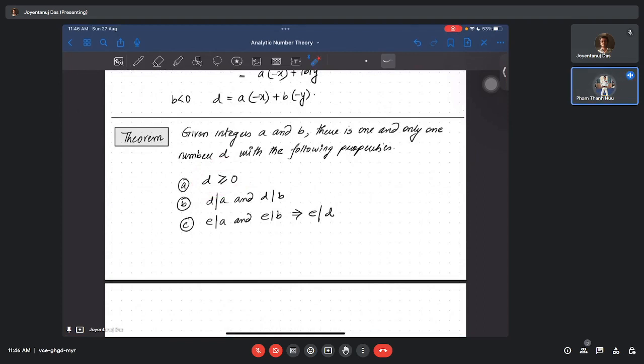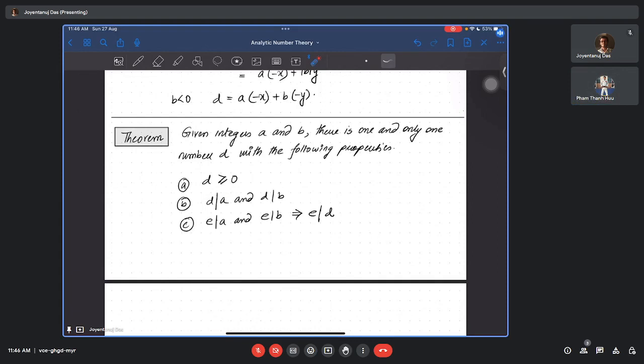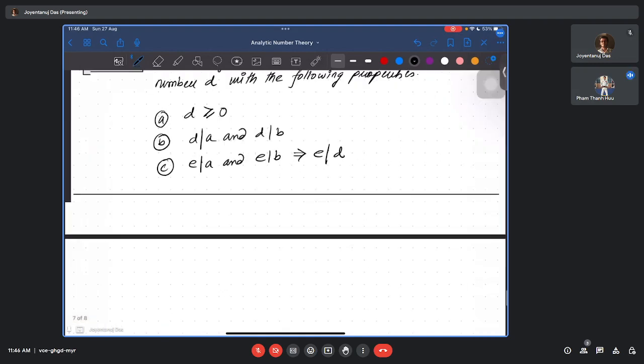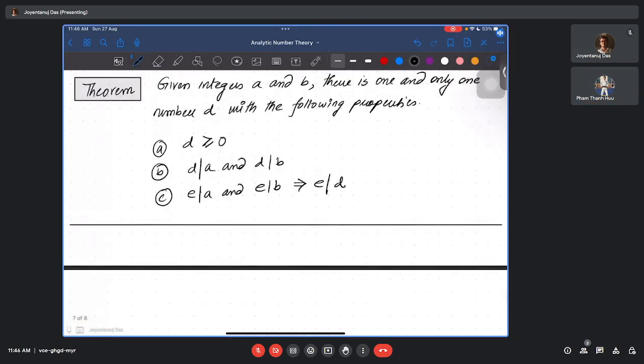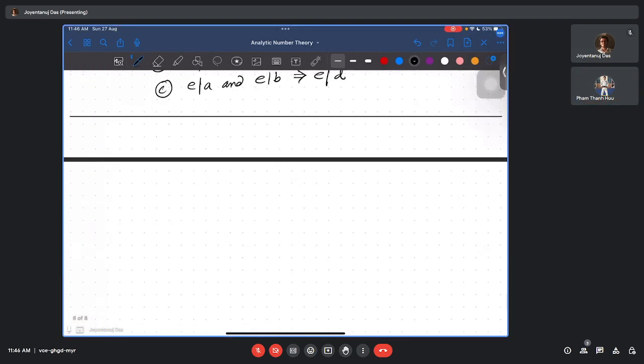So by the previous theorem, we can say that at least one d exists that satisfies the b and c conditions. That is what the previous theorem says, right? But minus d also satisfies the condition. So when we restrict to non-negative, we will have uniqueness. So that is the theorem statement. This gives you the greatest common divisor. If you take the positive d such that the b and c properties hold, then that is called the greatest common divisor.